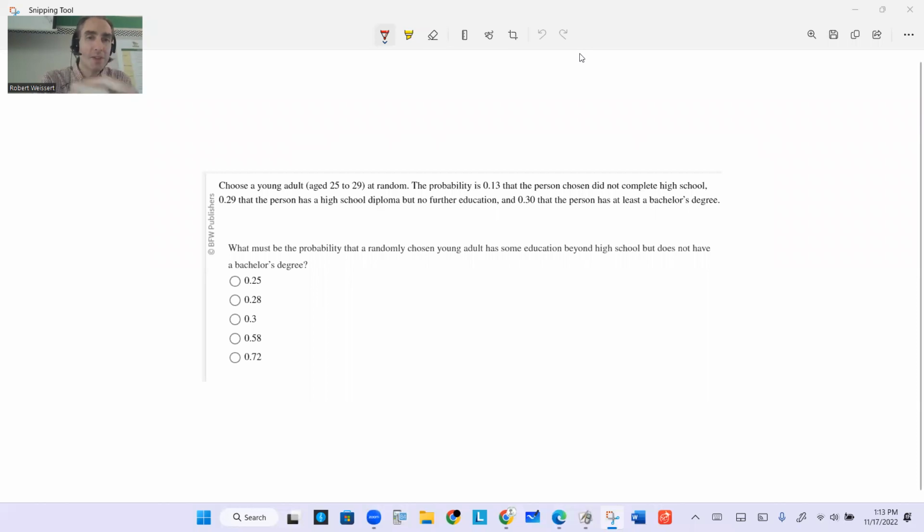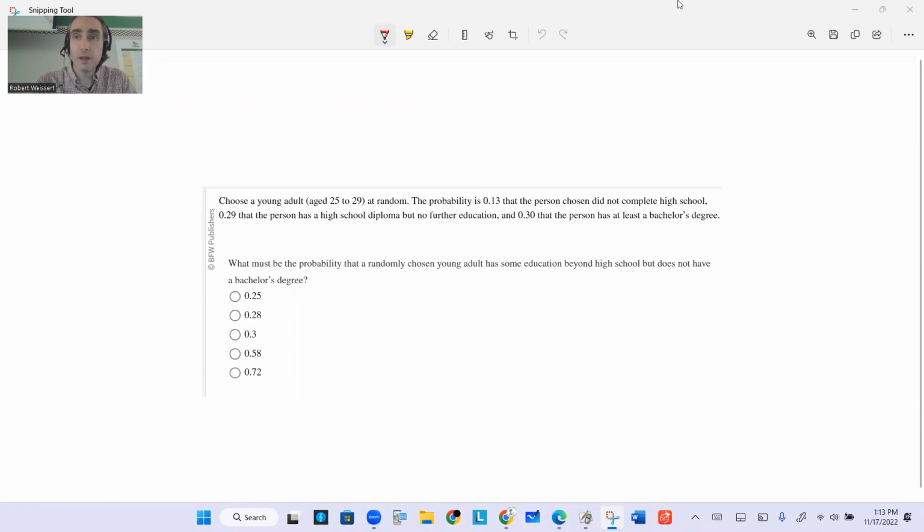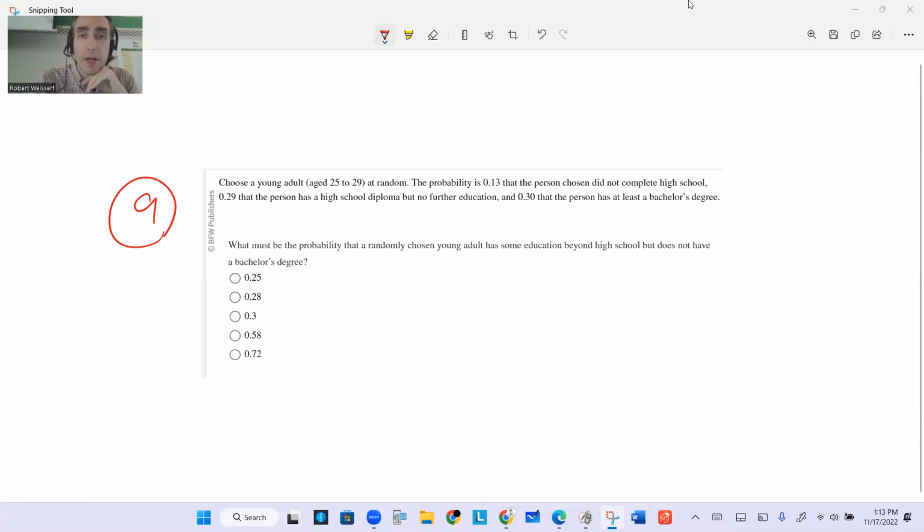Question number 9, here we go. Choose a young adult age 25 to 29 at random. The probability is 0.13 that the person chosen did not complete high school, 0.29 that the person has a high school diploma but no further education, and 0.30 that the person has at least a bachelor's degree. So this is question number 9. What's the probability that a randomly chosen young adult has some education beyond high school but does not have a bachelor's degree? So let's break this down. The probability is 0.13 that the person did not complete high school. So the probability of not high school is equal to 0.13.